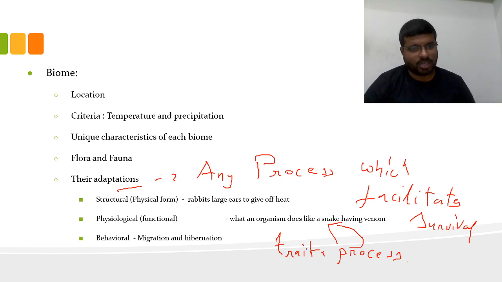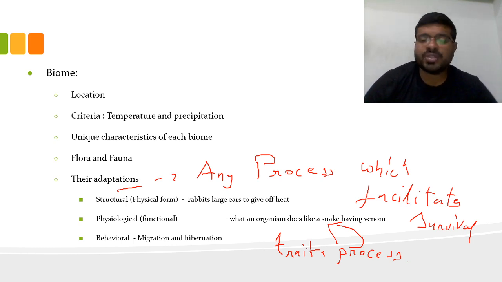So this is structural physical form, rabbits having large ears to give off heat. Where are rabbits usually found? In high temperature areas. Why do they have this structural adaptation of large ears? So that their body temperature is controlled, because their environment is very high temperature. That's why this adaptation. So any process which facilitates survival.